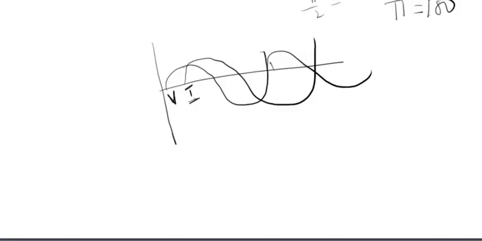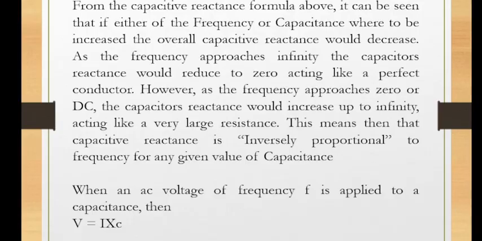Let's go to our board to check that. We know that from Ohm's law, V is equal to IR. So when we are now talking about an AC circuit, V is equal to I Xc. This is the capacitive reactance for a capacitor. For the inductor too, it's going to be V equals I XL, showing that that's for an inductor. So when an AC voltage of frequency F is applied to a capacitance, then V is equal to I Xc.